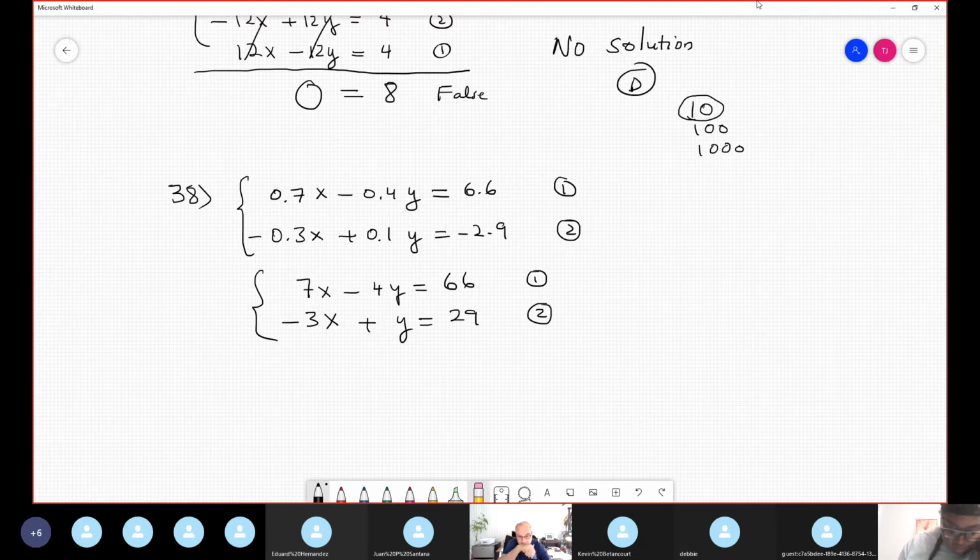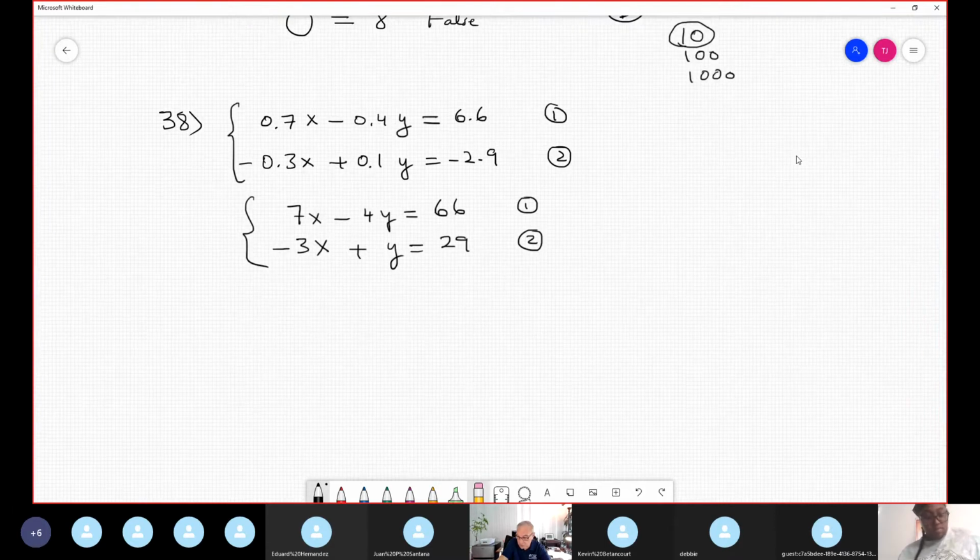Ready to continue. Now, who proposes a new strategy? What equation do you multiply? In your answer, I need to see which equation and what factor. Come on.